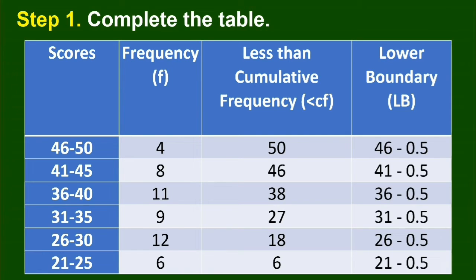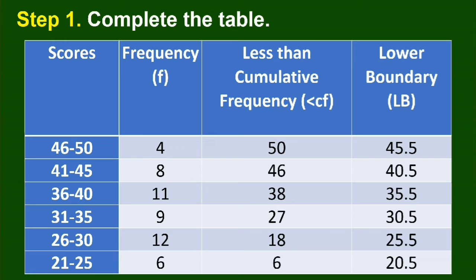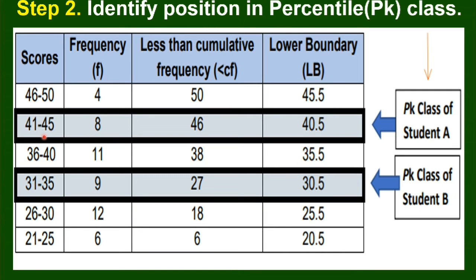We have 46 minus 0.5, 41 minus 0.5, and so on and so forth. So the lower boundaries are as follows. Step number 2. Identify position in percentile class. So student A got a score of 42, which is within the class interval 41 to 45 with a frequency of 8 and with a lower boundary of 40.5.